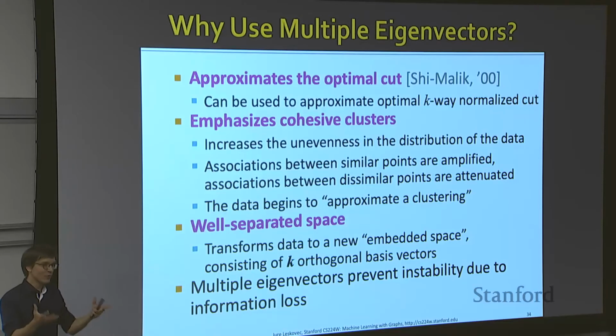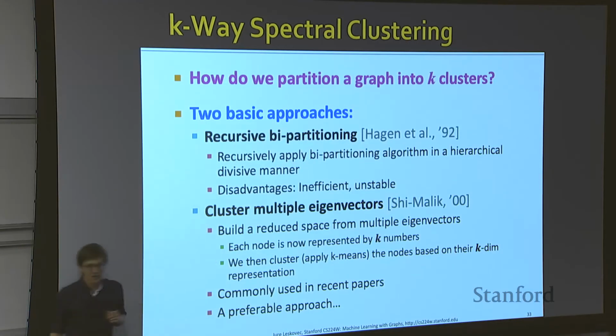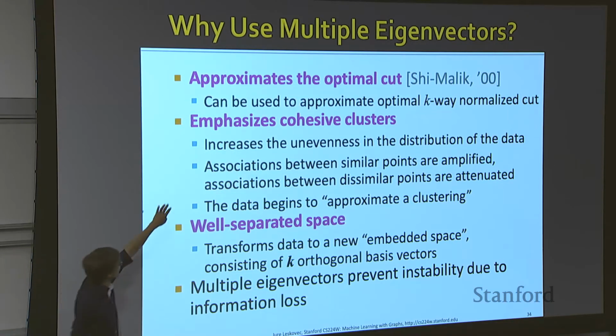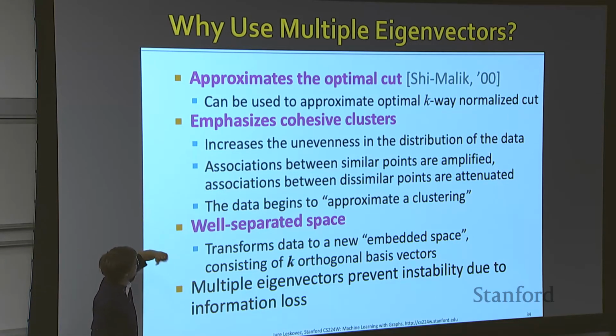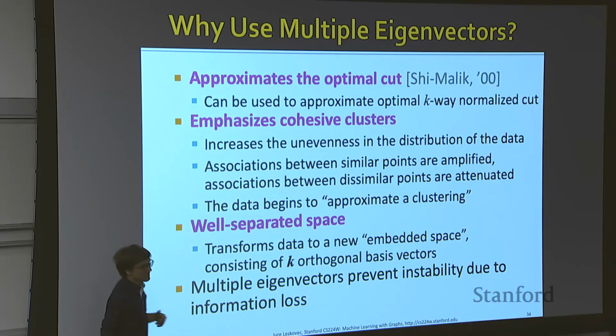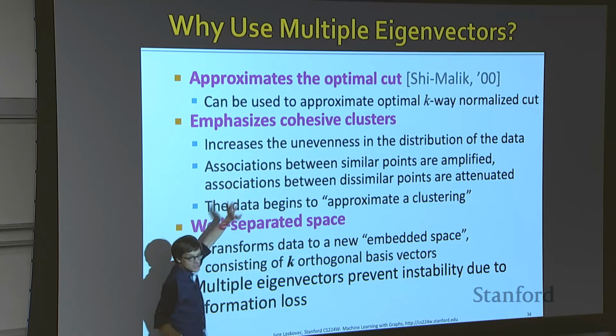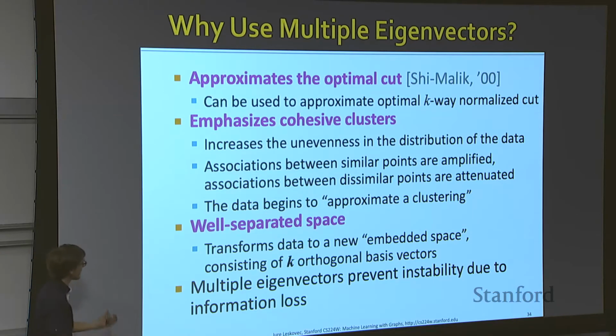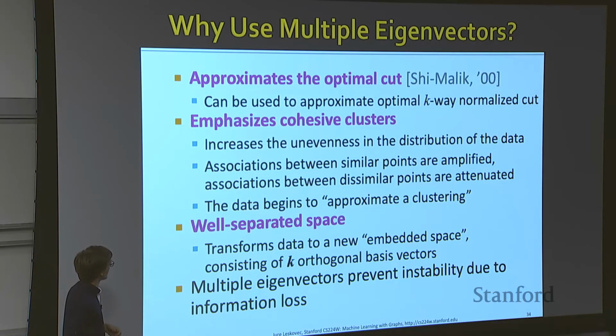So why do you want to use multiple eigenvectors, right? Why go after this Shi and Malik proposed solution? That actually came from computer vision to do object segmentation, and they represented it as a graph and did these things, right? So it approximates the optimal cut in terms of this k-way normalized cut or a k-way conductance-based cut. It emphasizes this notion of cohesive clusters, the way we talked about conductance, where we are trying to maximize the conductance.